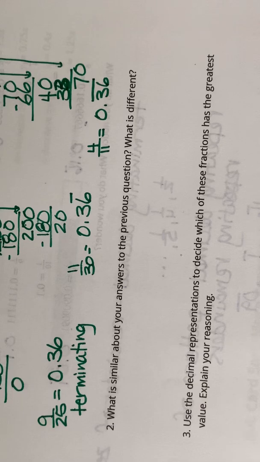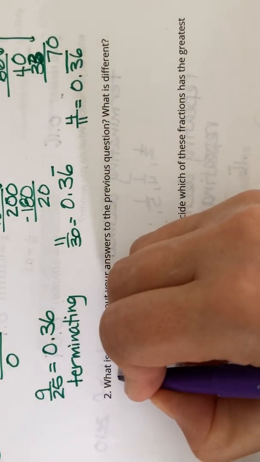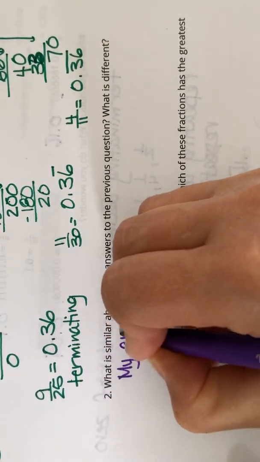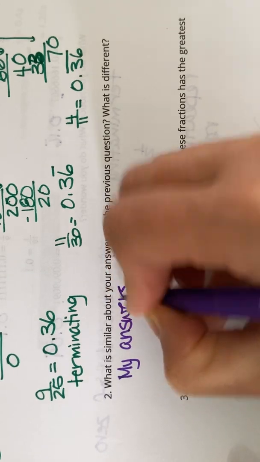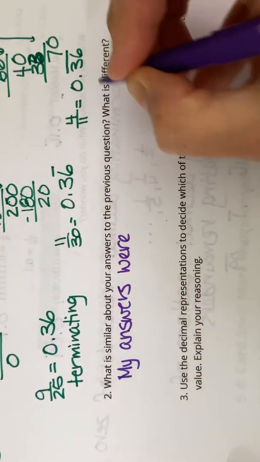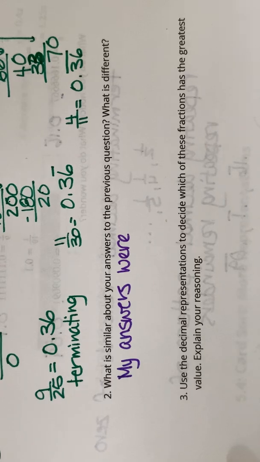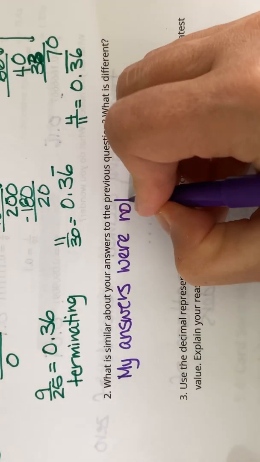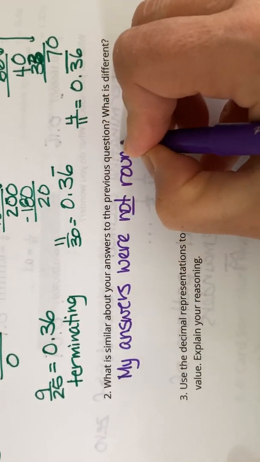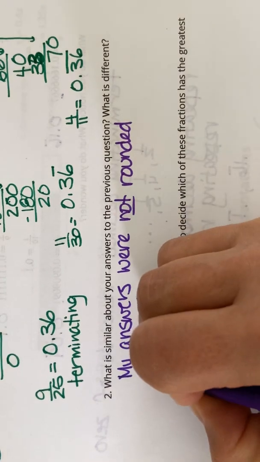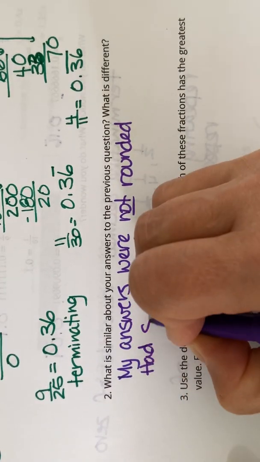Okay, so what is similar about your answers to the previous question? My answers are not rounded, okay, and I have some terminating and some repeating. So my answers were not rounded. I'm telling you that this will go 3, 6, 3, 6, 3, 6 forever, and I had some repeating and some terminating.